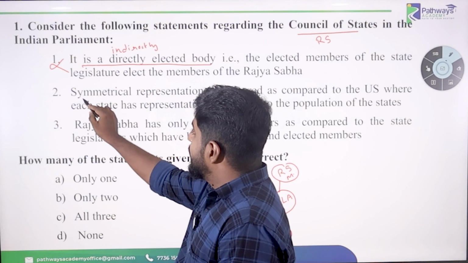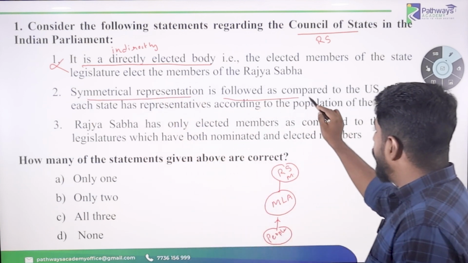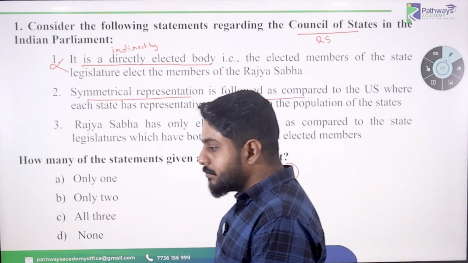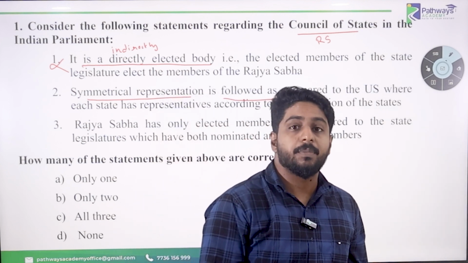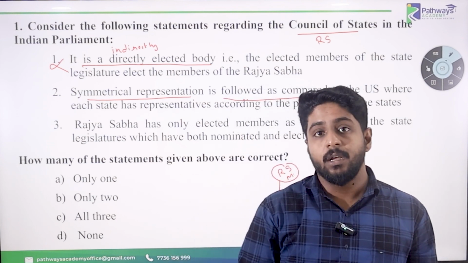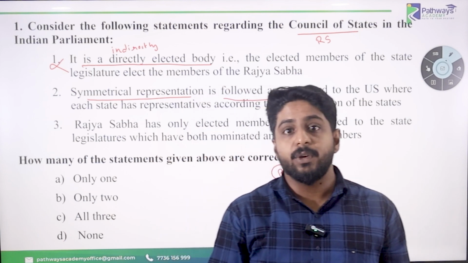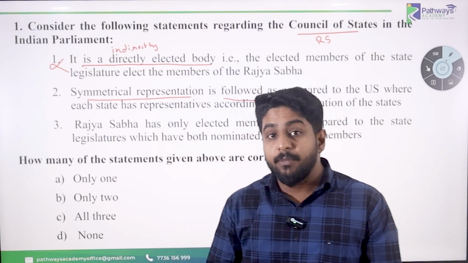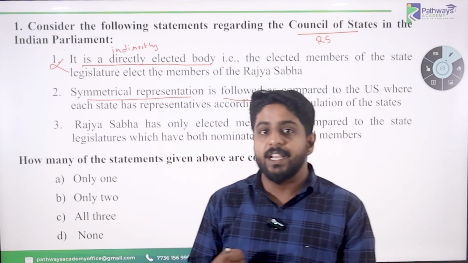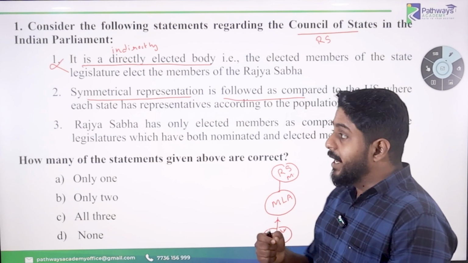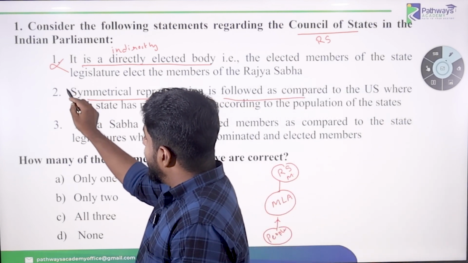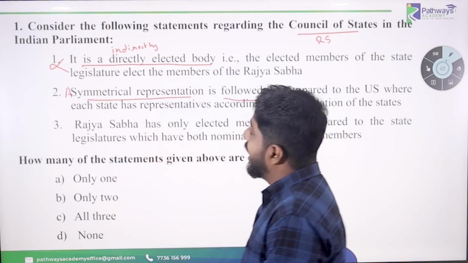The statement is wrong. Next: symmetrical representation is followed. Where? Council of States. Do you have symmetrical representation? Sir, what do you mean by symmetrical representation? Symmetrical representation means you give representation to all the states equally, isn't it? Do all the states in the country have equal representation in Rajya Sabha? No, it is on the basis of population.